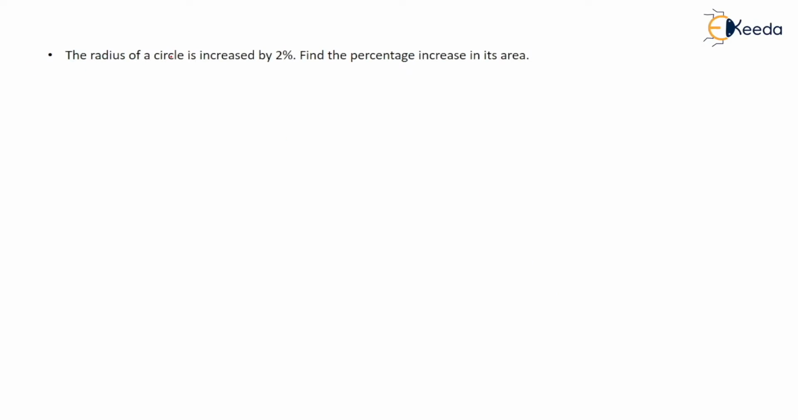Okay, the radius of a circle is increased by 2%. Find the percentage increase in its area. So suppose earlier the radius was 100, now it has increased by 2%, right? What is the net change of area? What is the formula for the area of a circle? Pi r square, right? This is old, this is new. You can simply find out, right?